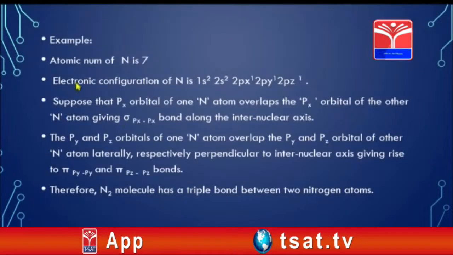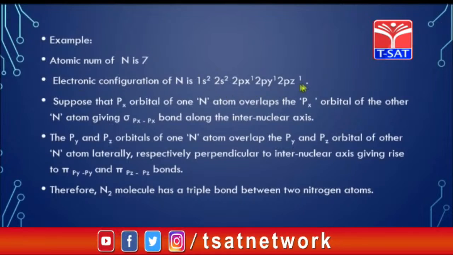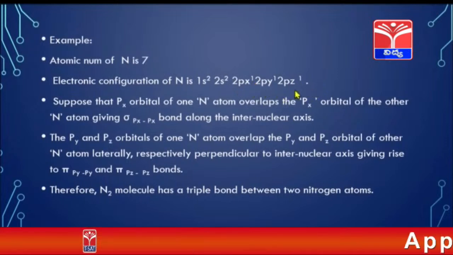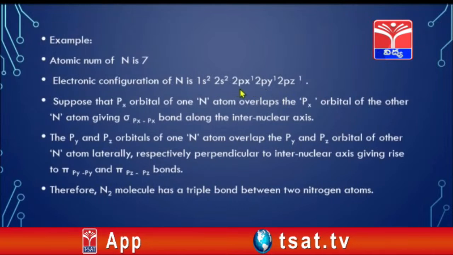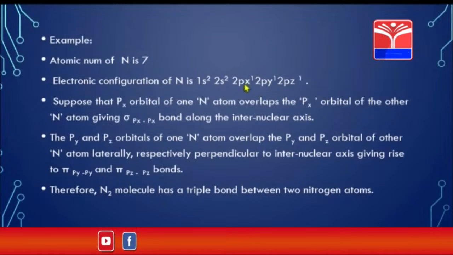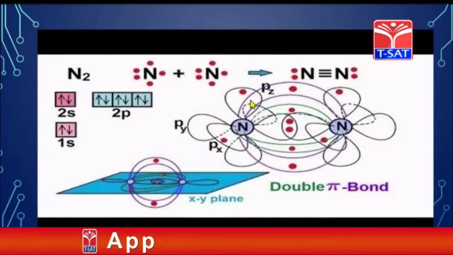Let us see one more example, children. Nitrogen atom. The atomic number of nitrogen is 7. The electronic configuration is 1s2, 2s2, 2p3. And how are we going to write according to Hund's rule? One electron in each orbital, and then only the pairing takes place. So we are writing it as 2px1, 2py1 and 2pz1. That means it has 3 unpaired electrons. It requires 3 more electrons, and so the bond formation takes place.